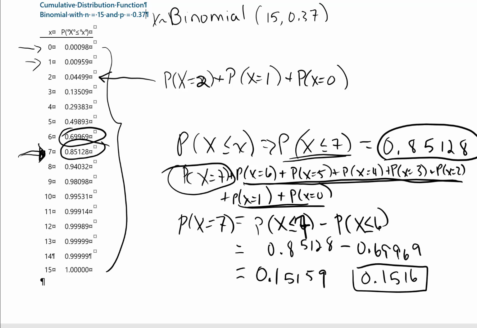That's how I find less than or equal to, by just looking at the chart, and then to find the probability of x equal to a value, I take the probability for that value and subtract from it the probability just above it.